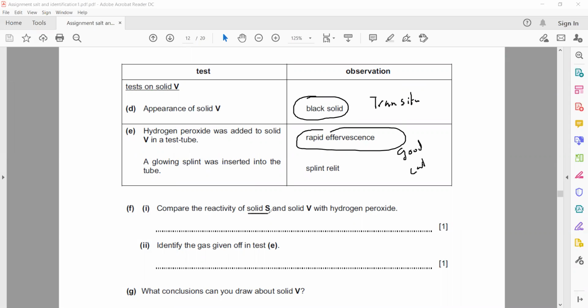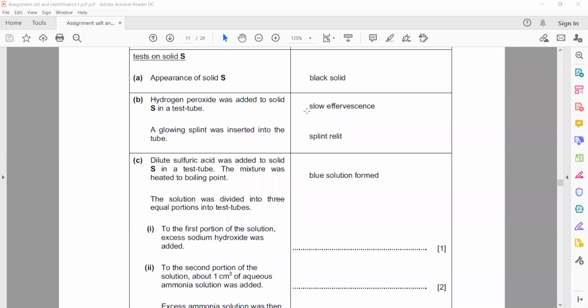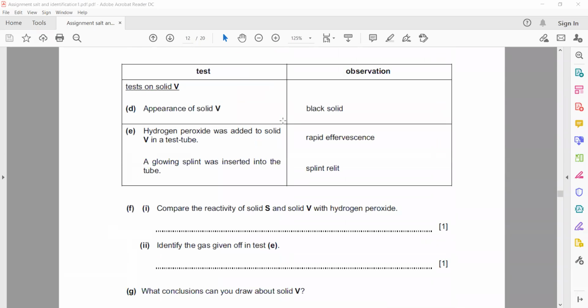Compare the reactivity of S with V. Which is more reactive, S or V? With hydrogen peroxide, S was giving a slow effervescence, but V is giving rapid effervescence. So which is more reactive? V is a better catalyst, or V is more reactive? Because you have to compare the reactivity here.